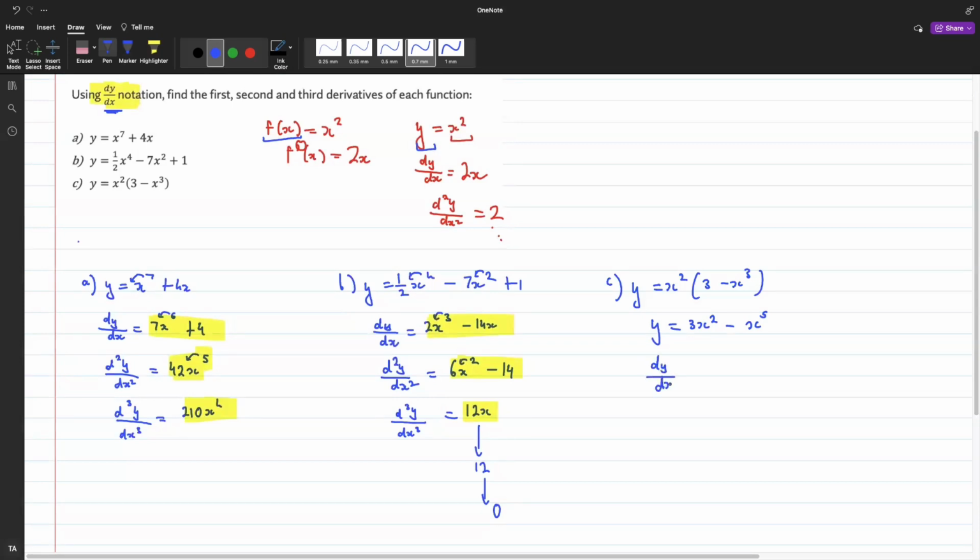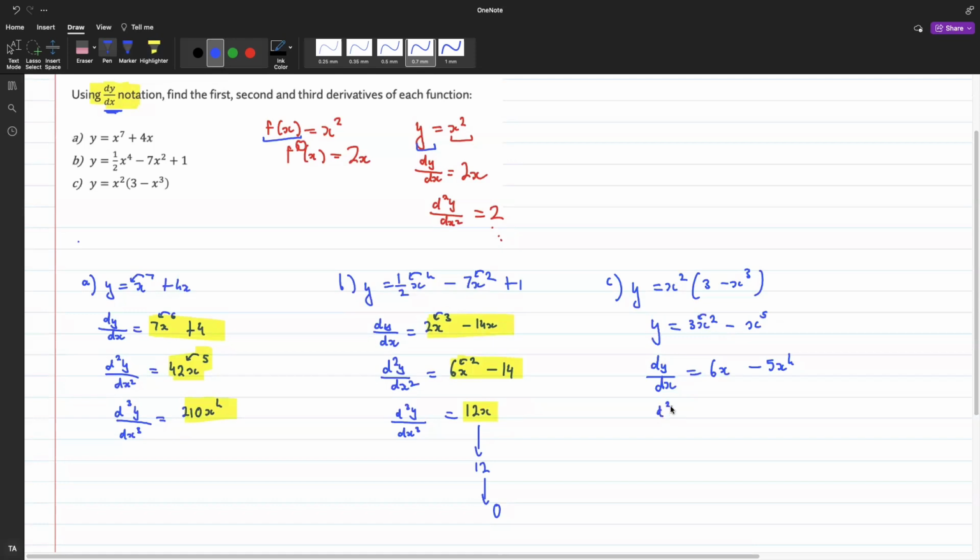So dy over dx, our first derivative. Again, 2 comes down, and 3 times 2 becomes 6. 6x to the power 1 minus 5x to the power 4. Okay, that's our first derivative. And I'm just going to get rid of this 1 here because we don't need to show that. This looks a bit weird.